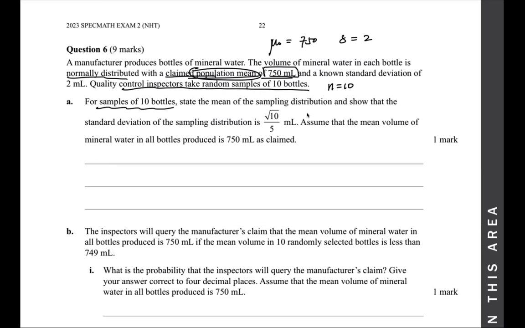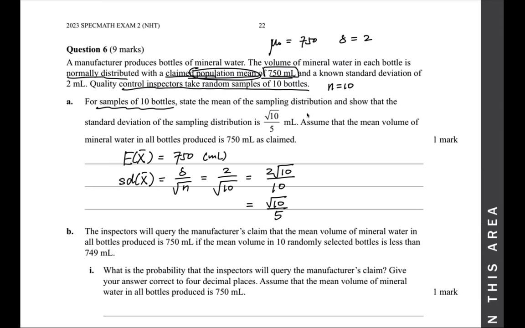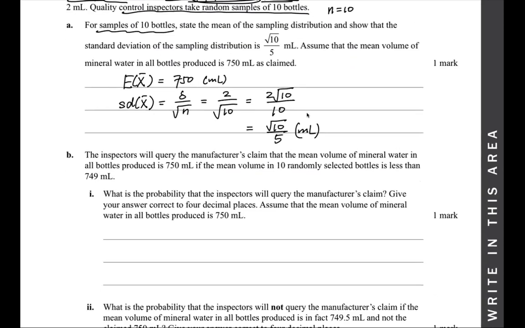For a sample of 10 bottles, state the mean of the sampling distribution. So we are looking at the expected value of x bar, which is still mu naught, 750. And show that the standard deviation of the sampling distribution is √10/5. So the standard deviation of x bar is sigma divided by √n, the population standard deviation divided by the root of the sample size. So we have 2 over the square root of 10. But we need to show some calculations. That is 2 times √10 divided by 10. That is √10 divided by 5, okay?